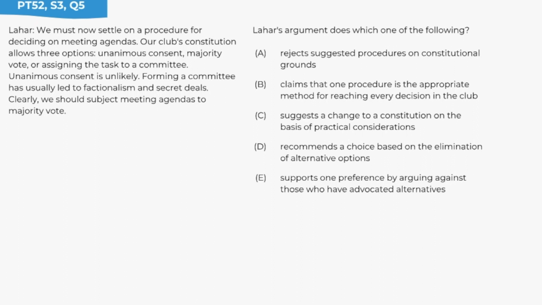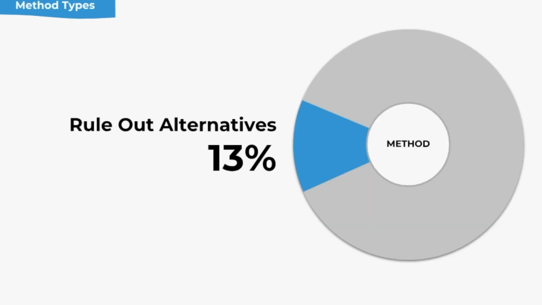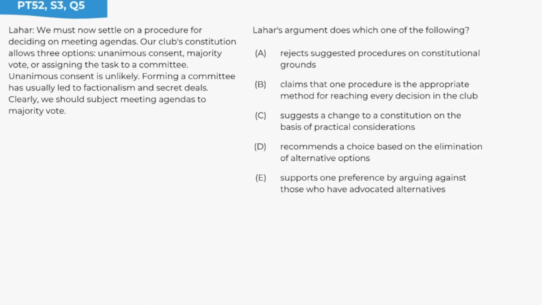And in this case, ruling out alternatives is a method. So ruling out alternatives is something that you really want to be on the lookout for. In method questions, 13% of the time, that's the method that you can use to describe what happened in that argument. So back to this example, we're looking for "rules out alternatives" among the choices.